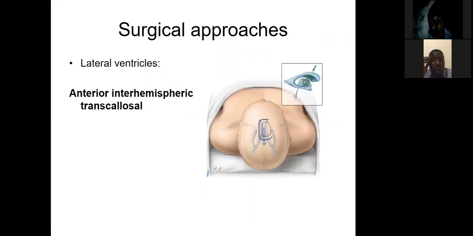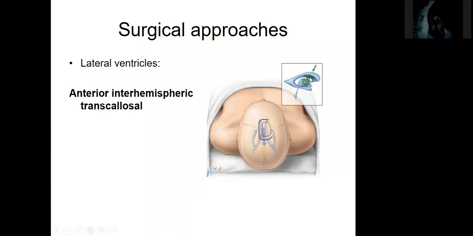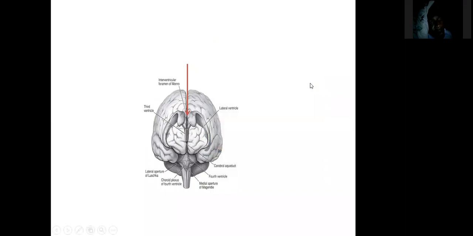So one of the most used surgical procedures is the anterior interhemispheric transcallosal procedure, which, as the name implies, goes through the corpus callosum and permits access to the frontal horn, part of the corpus callosum, and in part the third ventricle. As we can see here, we go through the corpus callosum without touching the cerebral cortical tissue and the white substance.